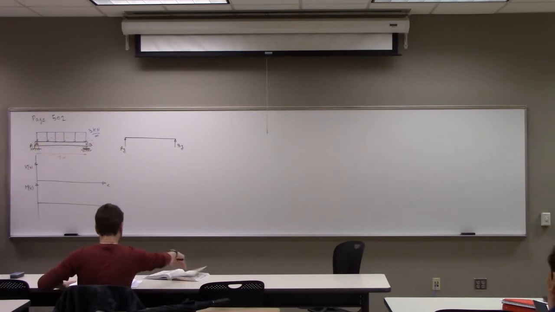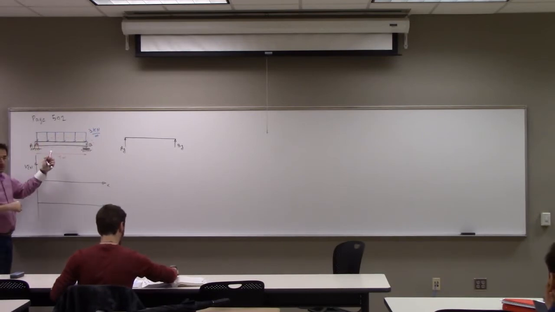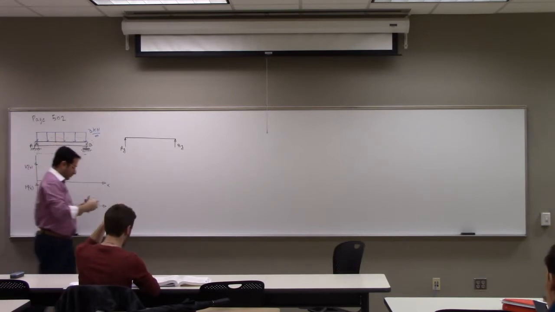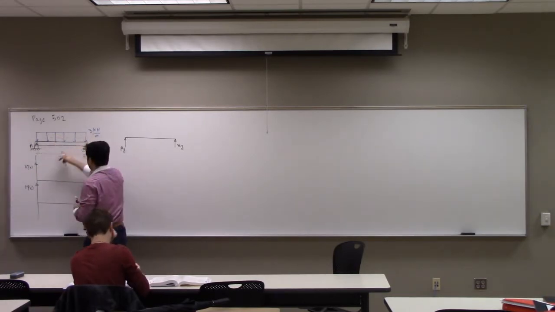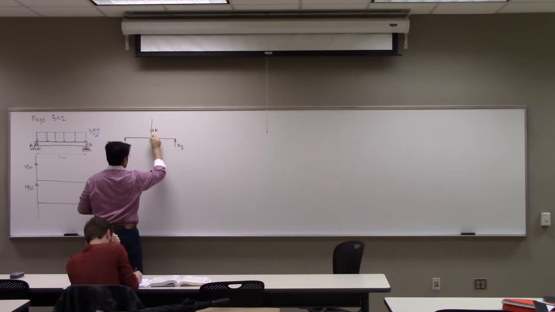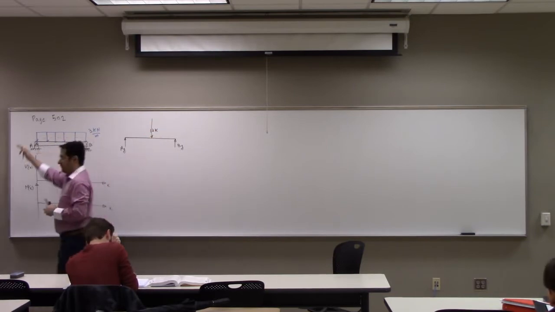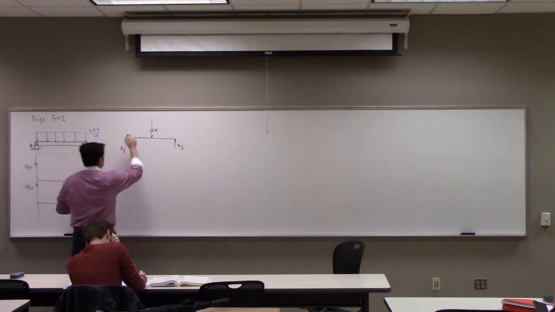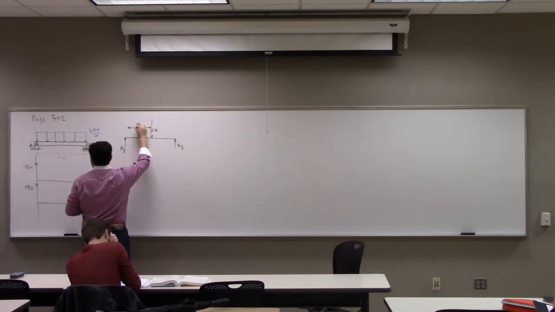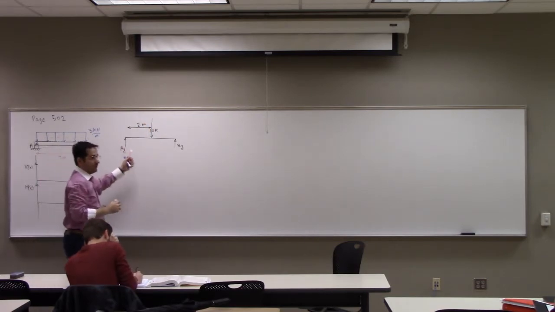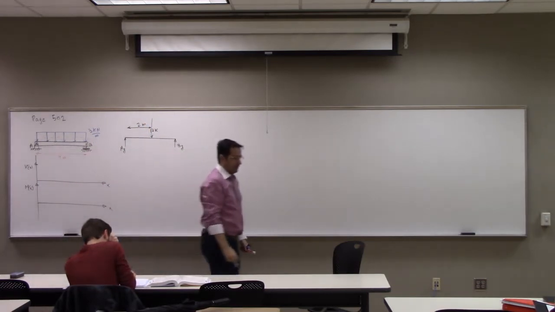So I can replace it with a single load. Where should I put it? The centroid of the distributed load. So that point load is equal to 3 kN times 4, which is 12 kN, and it's going to act exactly in the middle because it's uniform. The centroid is exactly in the middle. So from here to here is 2 meters. So I want to find Ay and By.